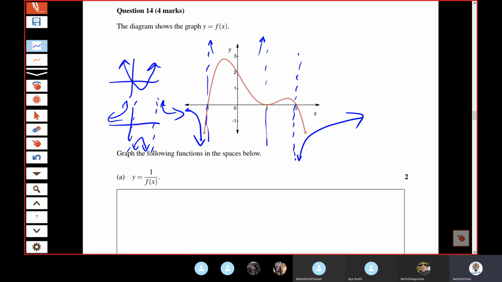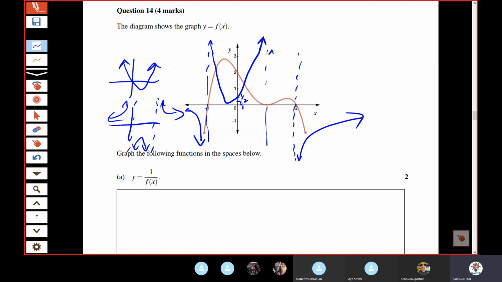1 over 2, half. That is a lot higher. Look at that, it's at 3, let's say. So that should be 1 over 3. It should just come a bit lower and then go up. Do you understand that? Yes? Yeah. And then same here.